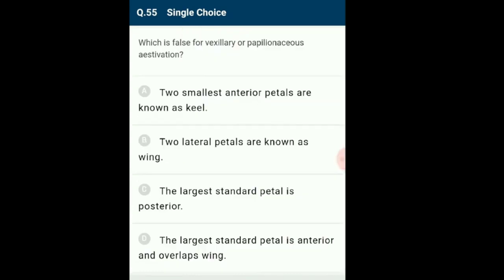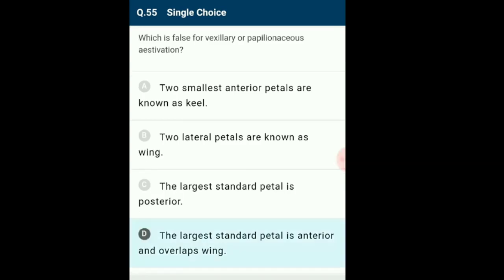Question number 55. Which is false for vexillary or papilionaceous aestivation? In vexillary aestivation, the largest posterior petal is called as standard or vexillum. Two lateral petals are called as wings, and the two anterior smallest petals which are fused are known as keel petals. Vexillary aestivation thus shows 1 plus 2 plus 2 arrangement of petals. So the answer for this question is option D, the largest standard and overlaps wing.